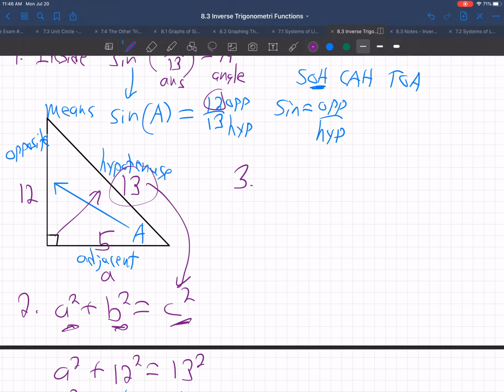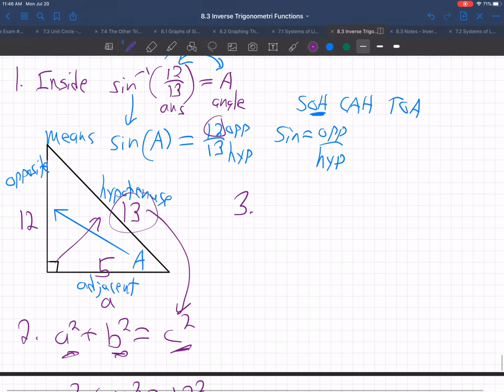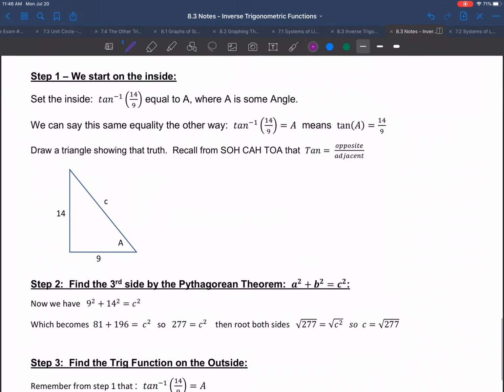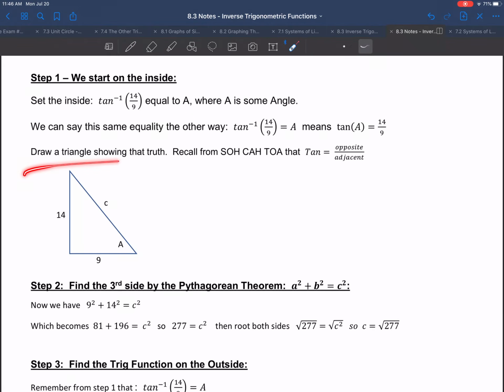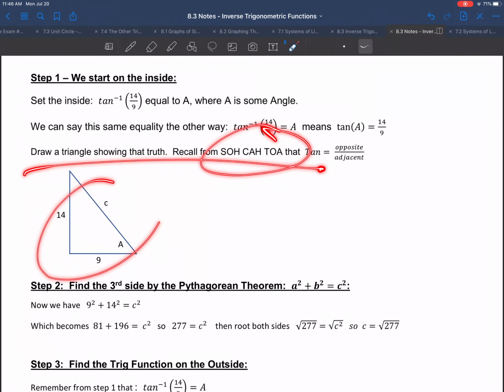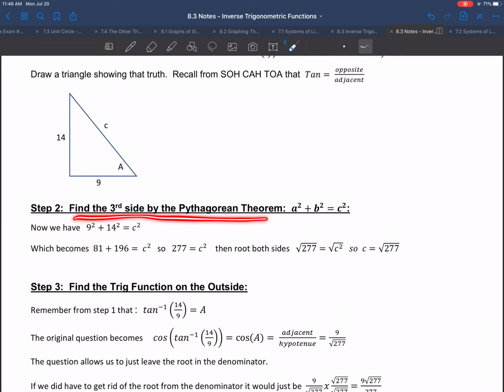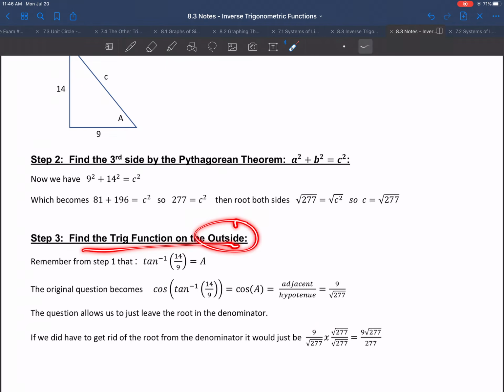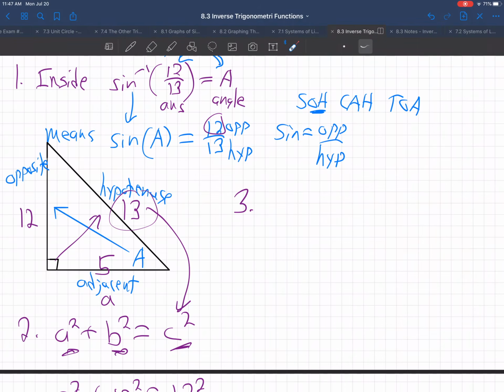Step 3 is, I think it says finish the outside. Let me just show you. So step 1, we drew the triangle using SOHCAHTOA. Boom. Step 2, find the third side by the Pythag. We did that. Step 3, find the trig function on the outside. Now go back to the outside and finish it up. All right, let's do it.